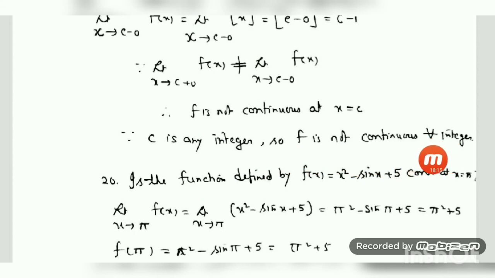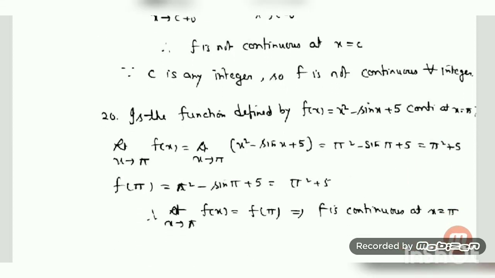This is the symbol for 'for all'. I told you in the previous video. Now I'll go on to consider the continuity at a point. Question number 20: is the function defined by f(x) equal to x square minus sin x plus 5 continuous at x equal to pi? So now you have to check the limit at the point x equal to pi. You see the function is defined only one way, so simply the limit as x tends to pi is sufficient.